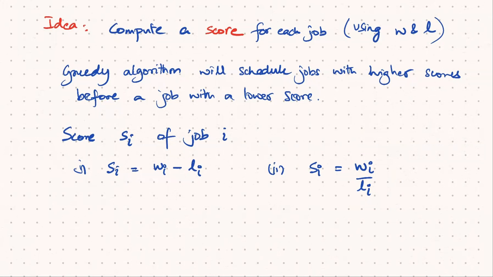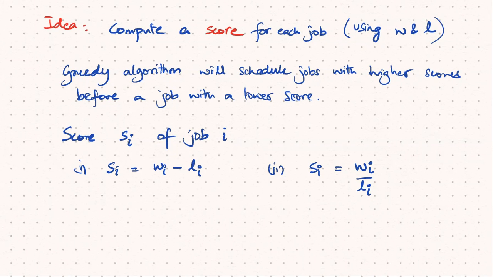Now our greedy algorithm will use this definition of a score. What does that mean? If I have n jobs with these different n weights and lengths, for each job I'll compute the score. Then I will sort all those jobs based on the scores and schedule them in that order. So the greedy algorithm is clear: for each job, compute the score, sort them in non-increasing order, and schedule the jobs in that order.